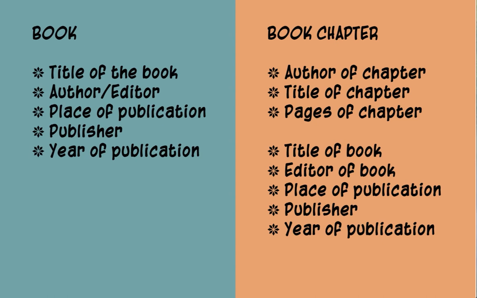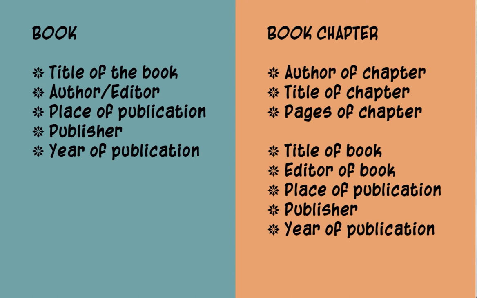Since a book chapter is only part of a book, you need the information for the part, the chapter, as well as the information for the entire book that it comes from. And that's why these are rather long. So you've got the author of the chapter, the title of the chapter, the pages of the chapter, for just the chapter, and then for the entire book, the same information as the book on the left. Inevitably, you will find that when you're citing a book chapter, the book that it comes from has an editor rather than an author.